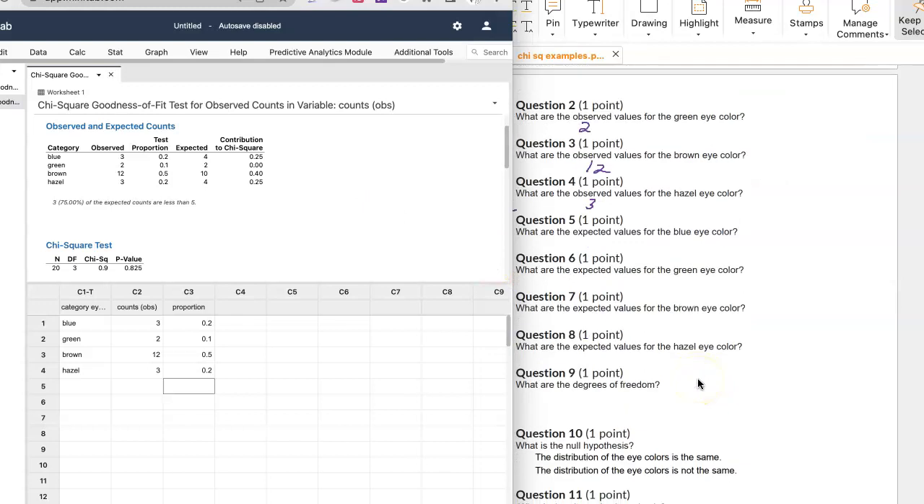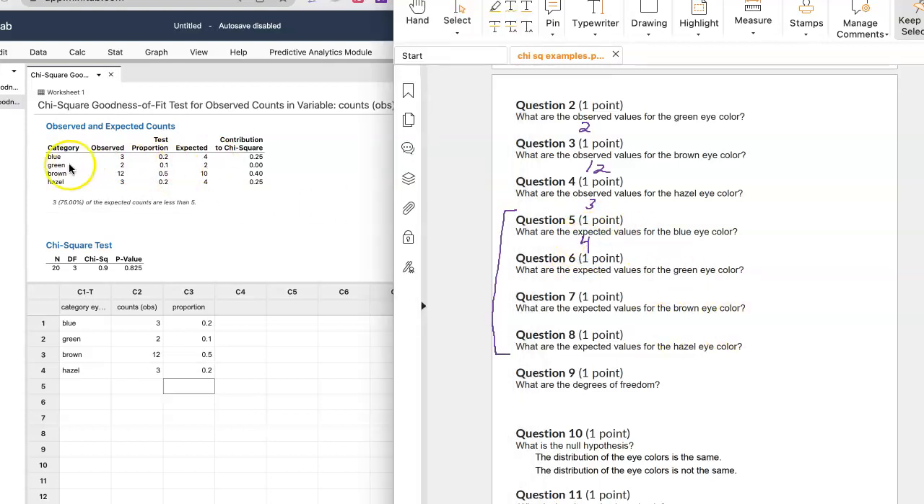For the blue eye color, there were 3 that we observed. We expected to have 4. For the green eye color, we expected 2 because our test proportion was 10% of the 20, which would be 2. Half of them we expected to be brown. Half of the 20 is 10, but like I said, Minitab did that for us. For the hazel eye color, we observed 3, but we expected 4 because 4 is 20% of the total number of students, which was 20.